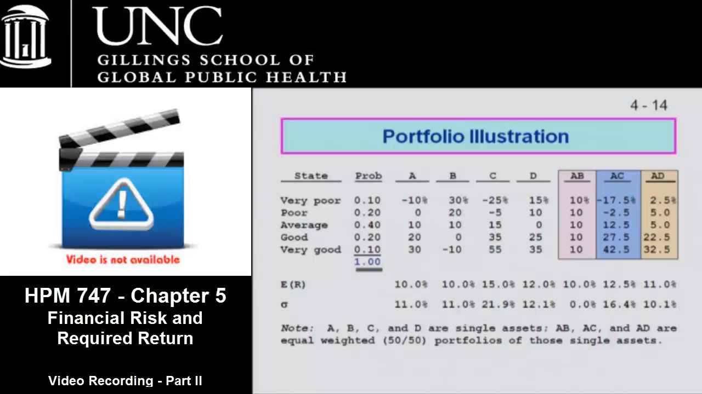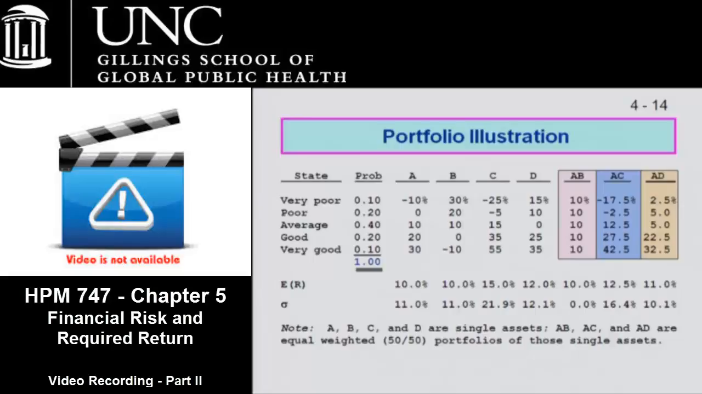Well, the expected rate of return is still half of A and half of B, but the sigma is less than both A and D. So what's happened? The risk has gone down. Even though they're not negatively correlated, they're not perfectly positively correlated, the risk of the portfolio has gone down. So this is the key to all risk analysis, right in this table here.